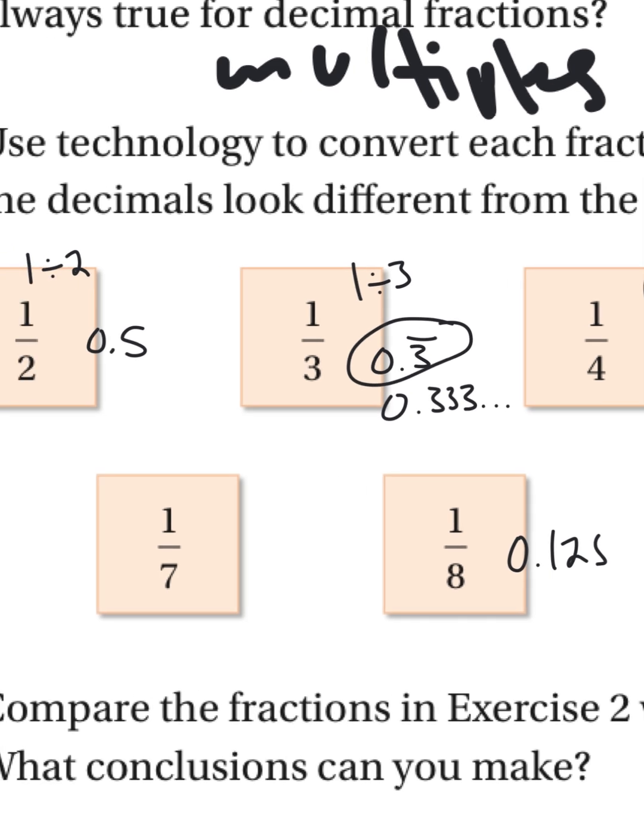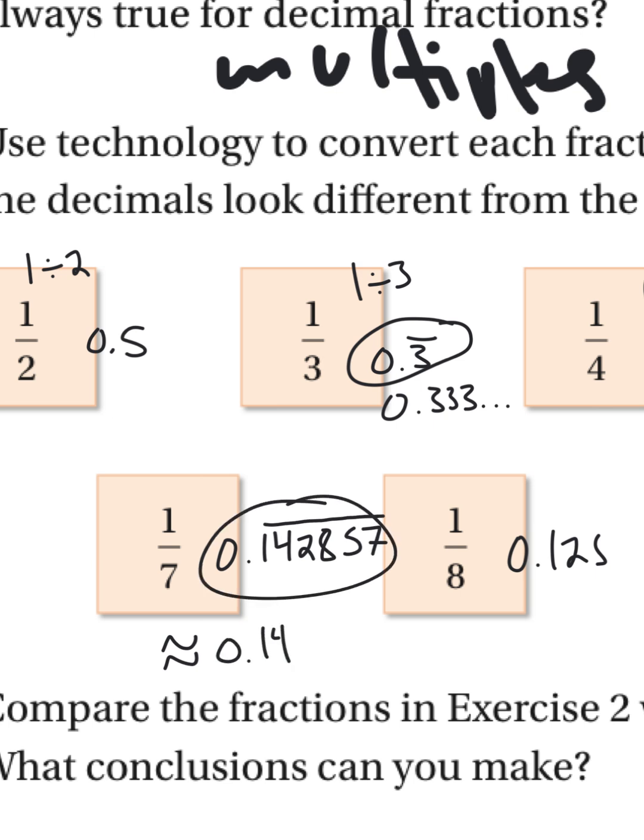And 1 divided by 7 should be 0.142857. And from here, it repeats 1428. So actually all 6 of those numbers repeat for 1/7. If you want to approximate it, this little squiggly equal sign means approximately. You can approximate it to 0.14. That's fine, but this is more accurate.